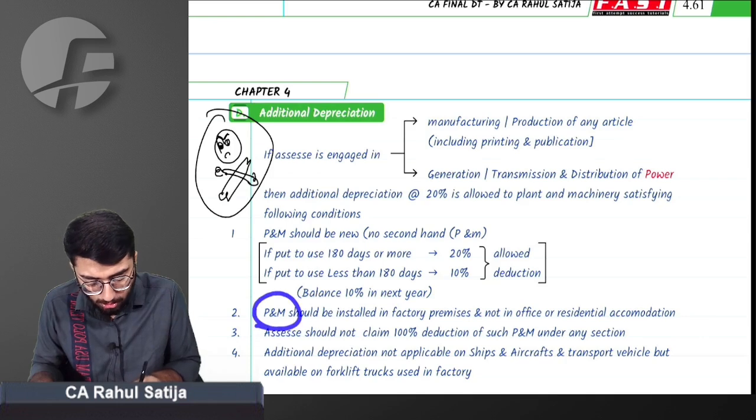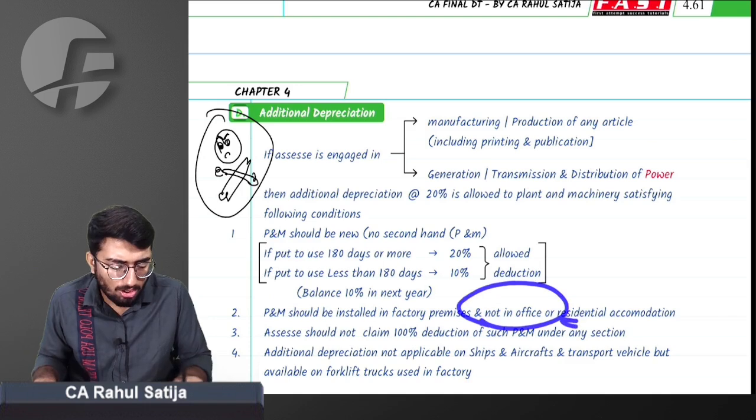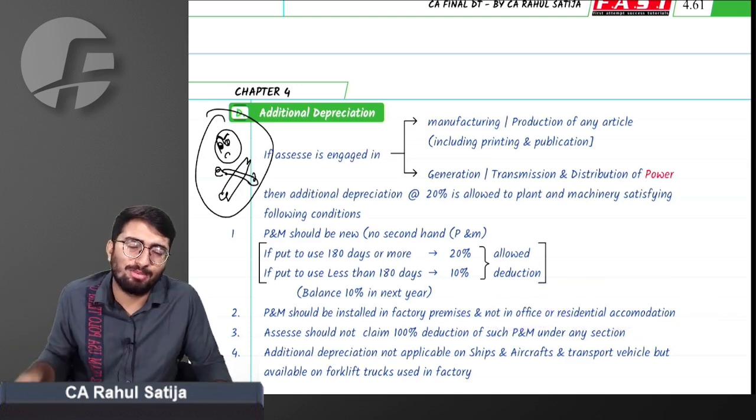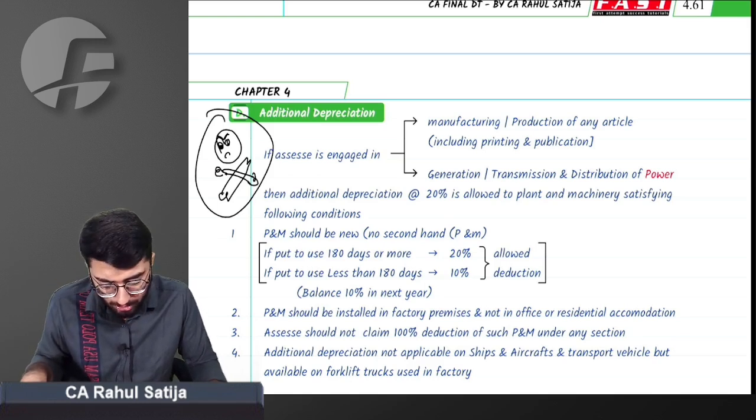The plant and machinery should be installed in factory premises. You cannot use such plant and machinery in an office or in residential accommodation.